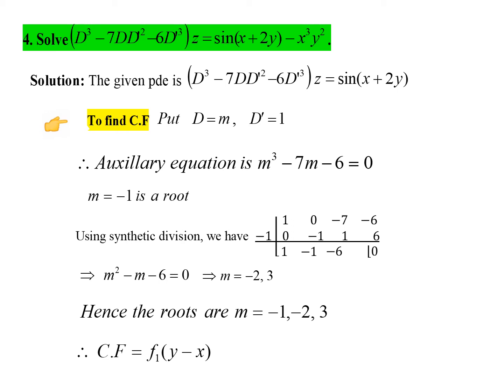So for minus 1, this is the term, f1 of y minus x. Remember, the complementary function will be f of y plus mx, where m is the root. So the next term will be plus f2 of y minus 2x, for the root minus 2. Then for the root 3, f3 of y plus 3x. So this is the complementary function.